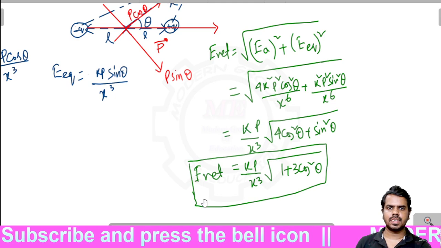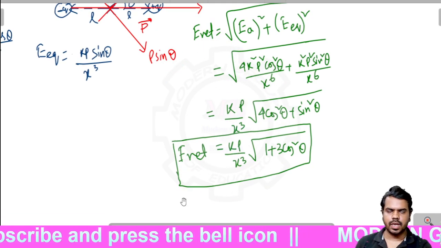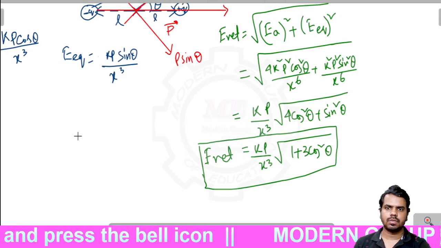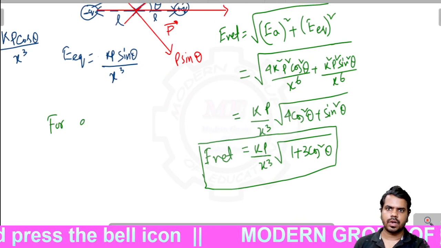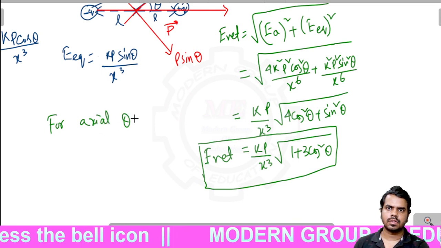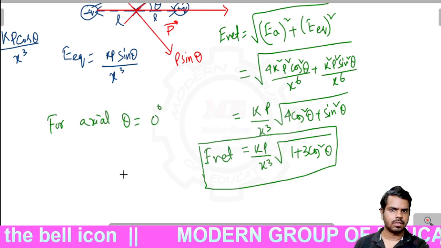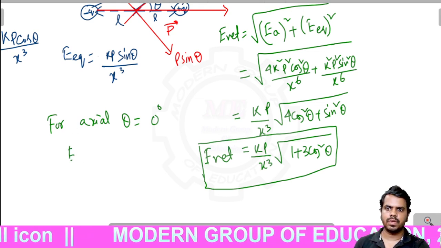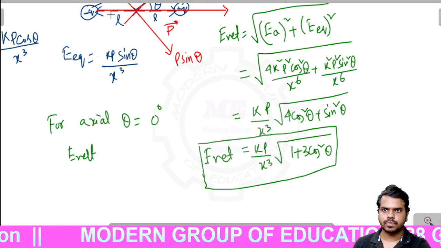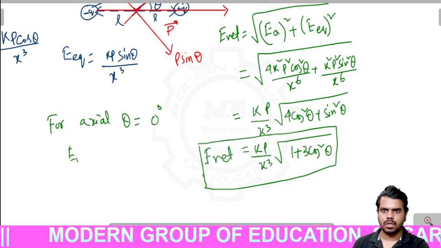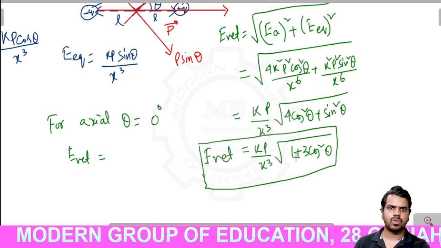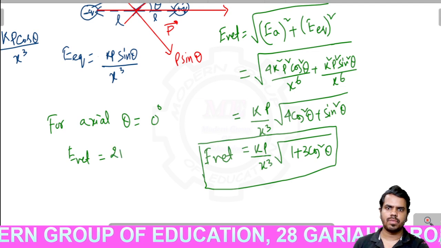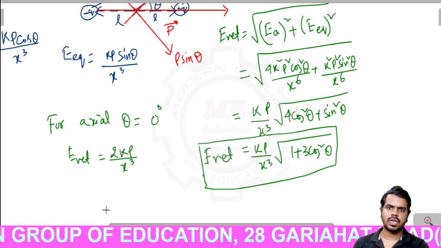So this is the ultimate general formula for the equatorial and axial at any point. If we apply theta for axial, the theta is 0 degree. So for axial, E net will be kp by x cube into root over 1 plus 3 cos square 0. Cos 0 means 1, 1 plus 3 means 4, root 4 means 2, so 2kp by x cube. So we have checked the value.